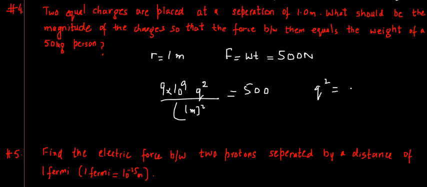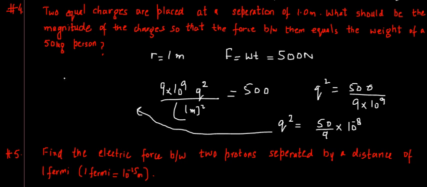So Q square is equal to 500 divided by 9 into 10 to the power of 9. We'll make it 10 to the power of 8, so we keep 90 here, and that is 50 divided by 9, and take the power upstairs, that is 10 to the power of minus 8. Okay, so that we can find the square root. Then we find the square root here.